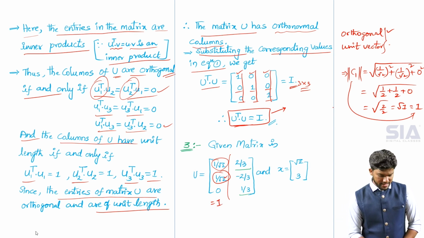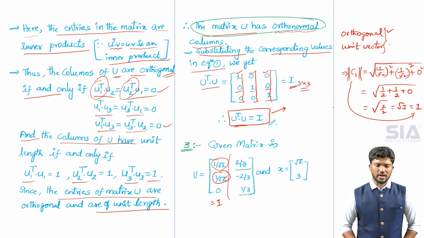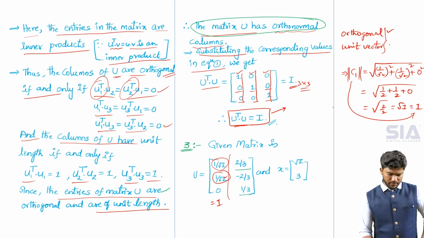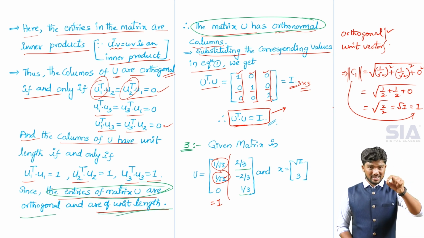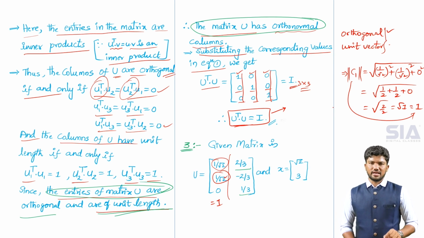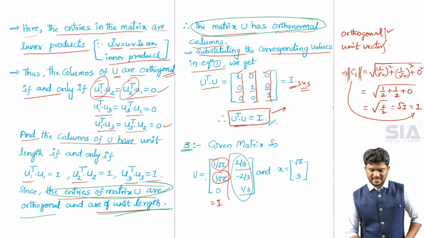సో ఇక్కడ మీకు సేమ్ స్లైడ్ లోనే యూ కెన్ సీ ద మ్యాట్రిక్స్ క్యాపిటల్ U హ్యాస్ ఆర్థోనార్మల్ కాలమ్స్. వాట్ ఈస్ దట్ మీనింగ్? The entries of matrix capital U are orthogonal and are of unit length. That means whenever you take the columns, that column satisfies the unit length condition. Similarly, you can also prove it for the second column.